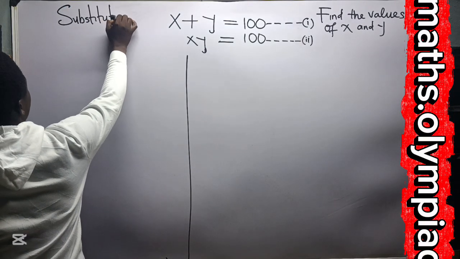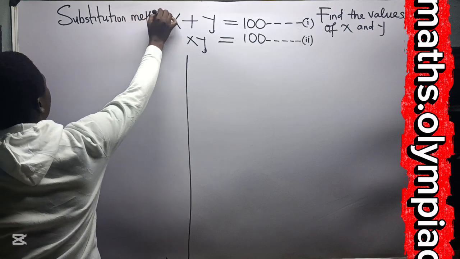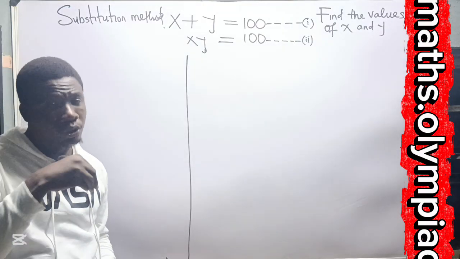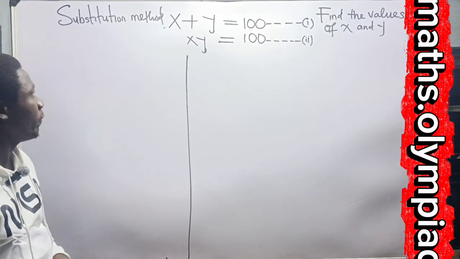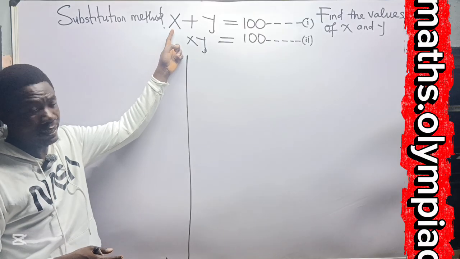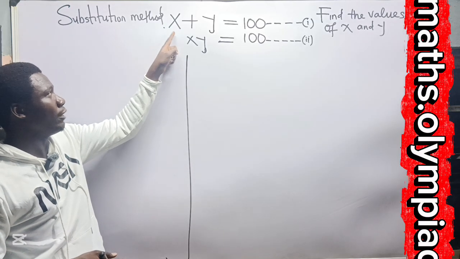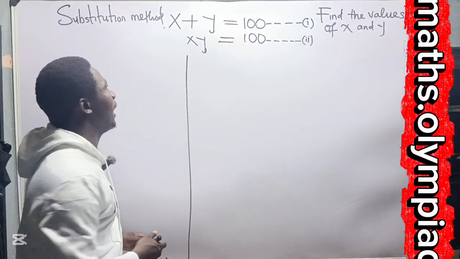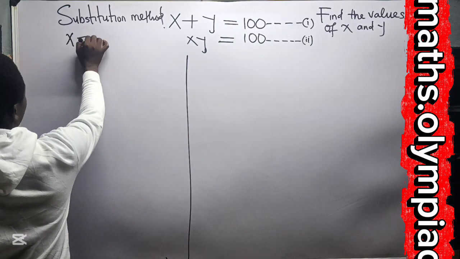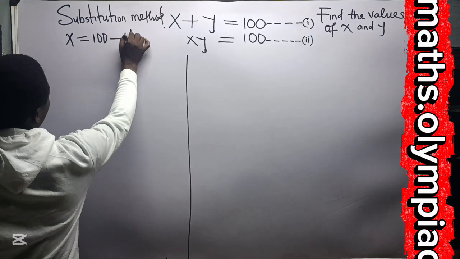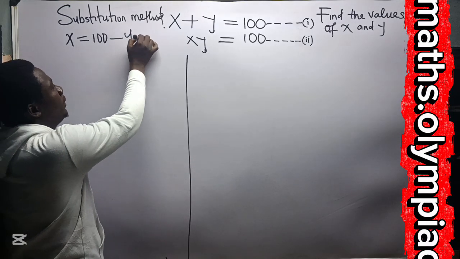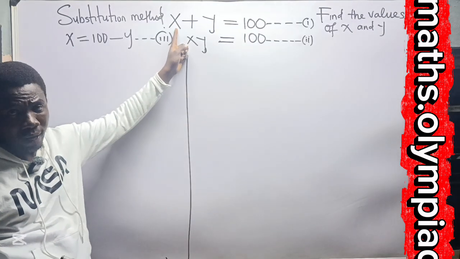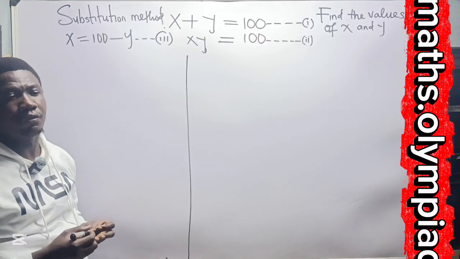According to the substitution method, you have to make either x or y the subject of the formula and then substitute into the other equation. For instance, if I'm to make x the subject here, making x the subject means that we take this y across the equal sign, so that x equals 100 minus y. Now, I will call this equation 3. Don't forget equation 3 was gotten from equation 1 by simply making x the subject.